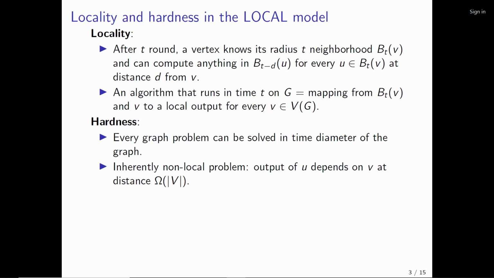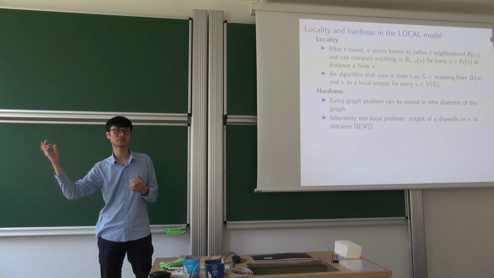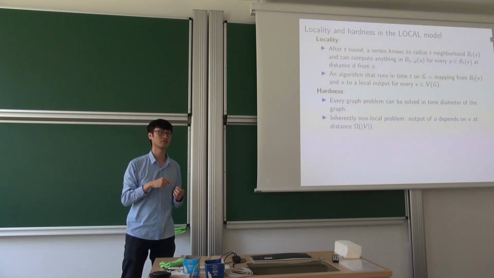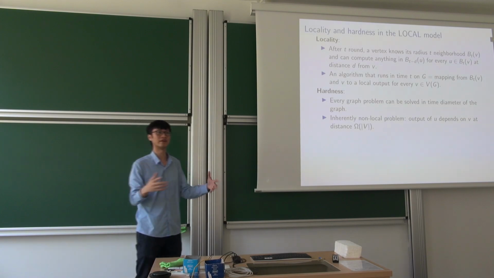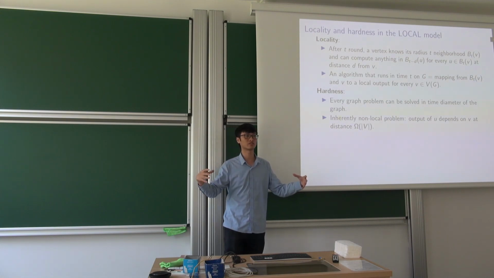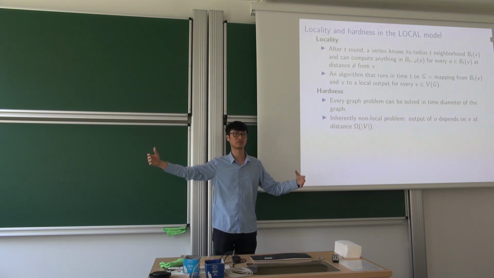Yes, so inherently non-local problems, well, what does it mean? It means that if somehow there is a vertex that is very far away from me, further than what I can see, and if this vertex has to change its output and it has influence on my output, then this is inherently non-local. Because during these t rounds, I cannot get this information.